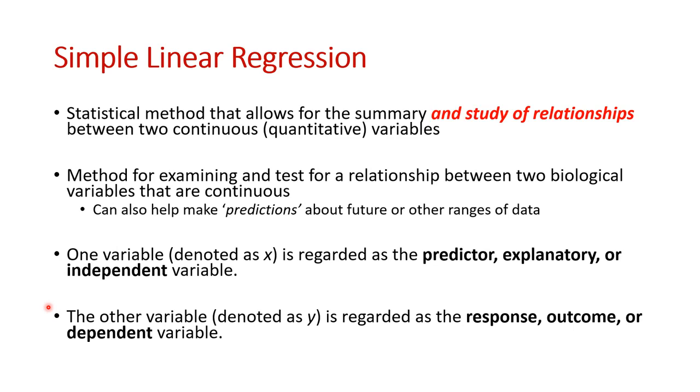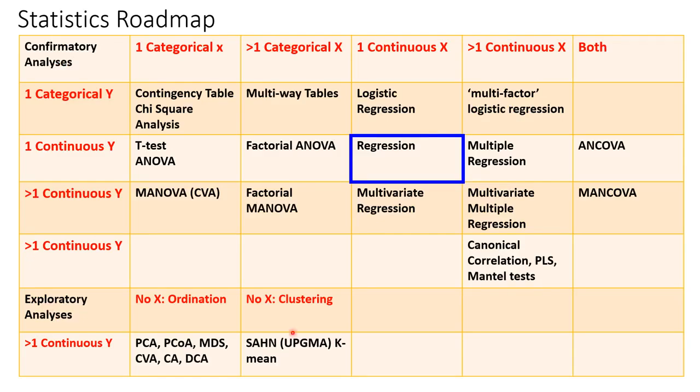So your independent variable is also known as your X, your predictor, or your explanatory variable, right? So this is the independent variable. Again, both the independent and dependent need to be continuous variables, okay? Your dependent variable, which would be the Y in this case, is often known as your response or outcome variable. If we look at our statistics roadmap, regression is up here. We need one continuous Y and one continuous X. So again, regression requires two variables, both of which are continuous numerical variables.